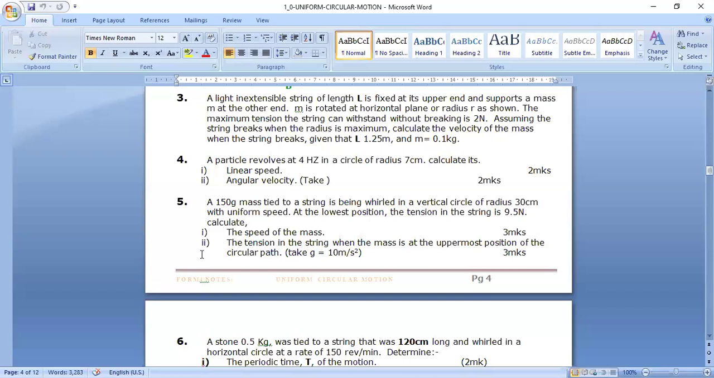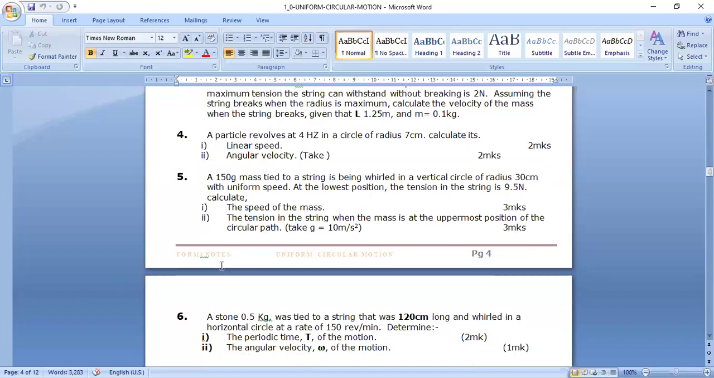We are using 4 because the linear velocity doesn't change throughout the circle, minus the mass, which is 0.15 times 10. So this gives us 0.15 times 16 divided by 0.3. We get 8 minus 1.5. The answer is 6.5 newtons. So the uppermost part has a tension of 6.5 newtons.